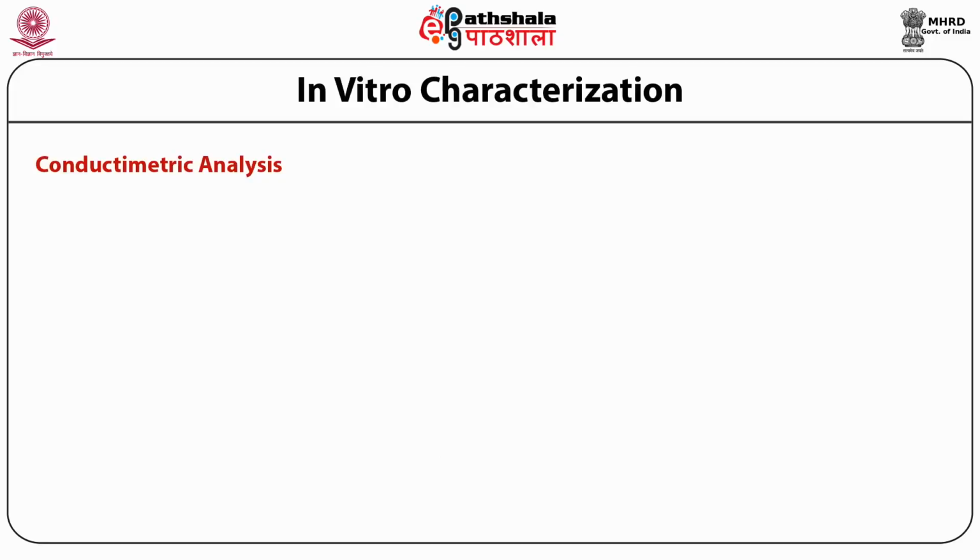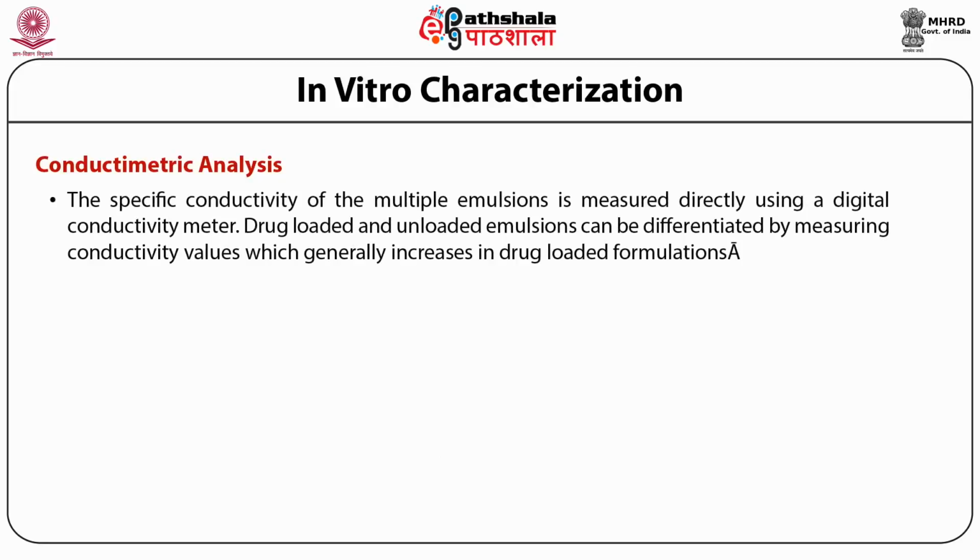Conductimetric analysis. The specific conductivity of the multiple emulsions is measured directly using a digital conductivity meter. Drug-loaded and unloaded emulsions can be differentiated by measuring the conductivity values, which generally increase in drug-loaded formulations. Another parameter is pH determination.